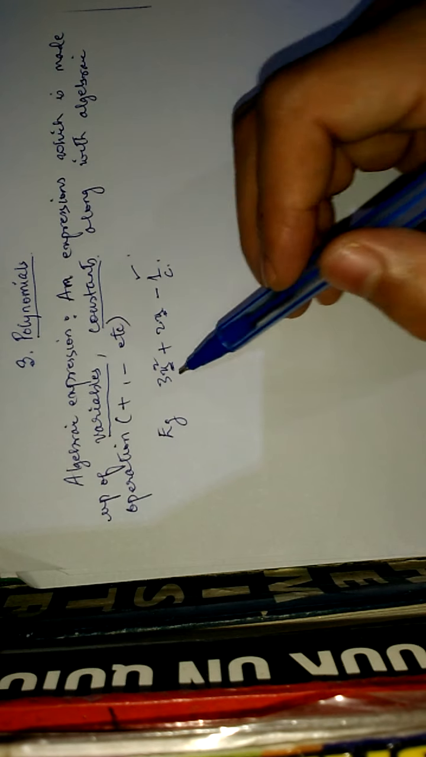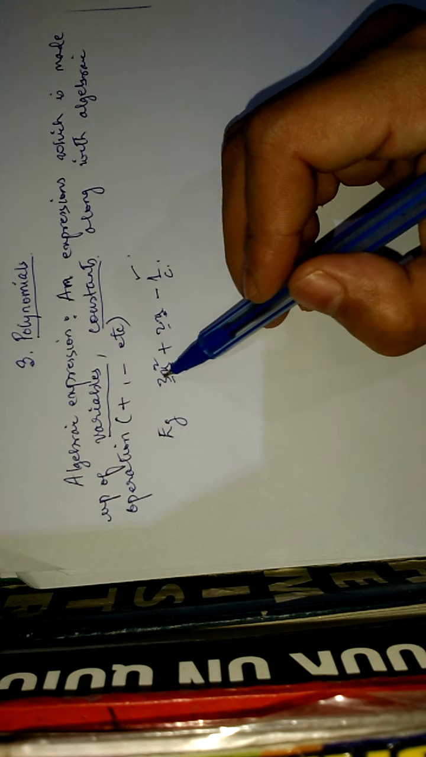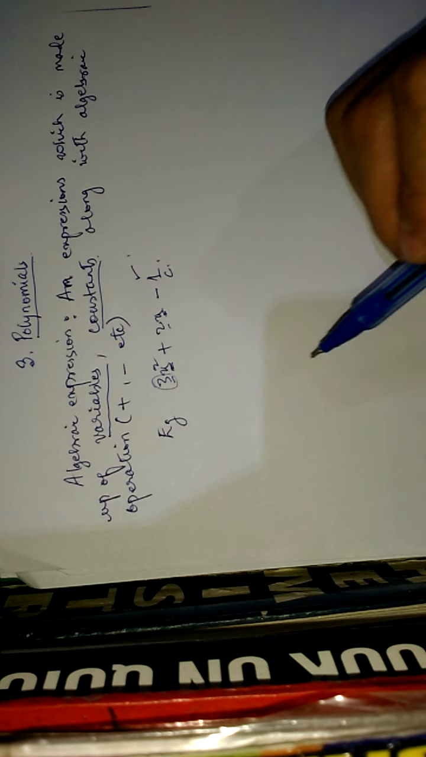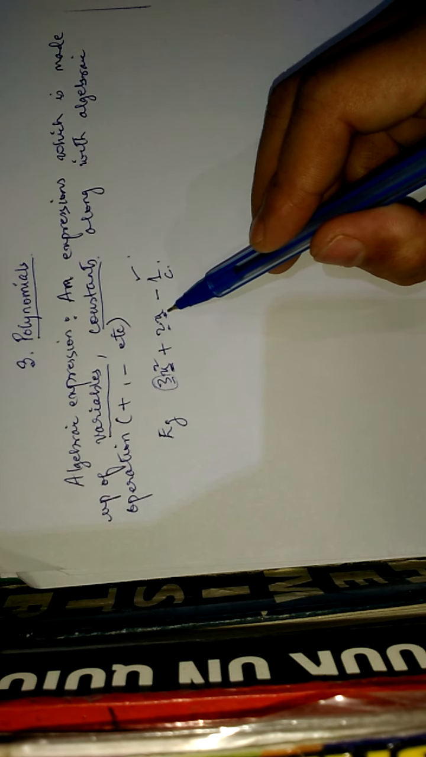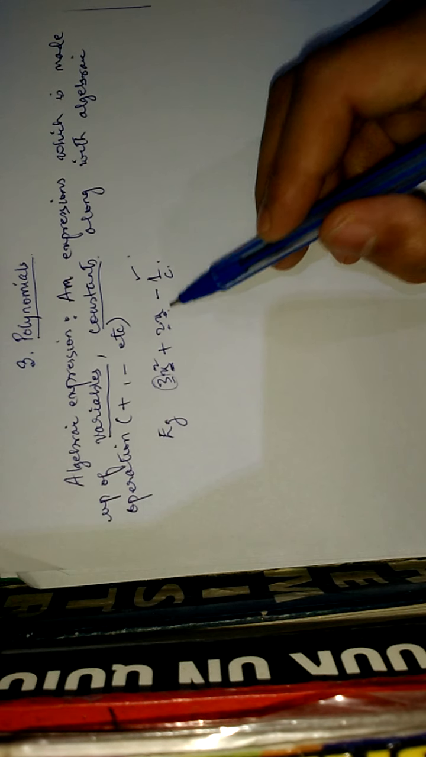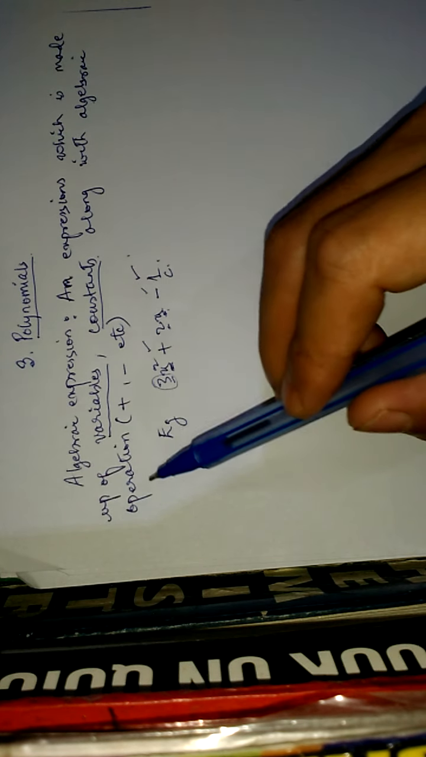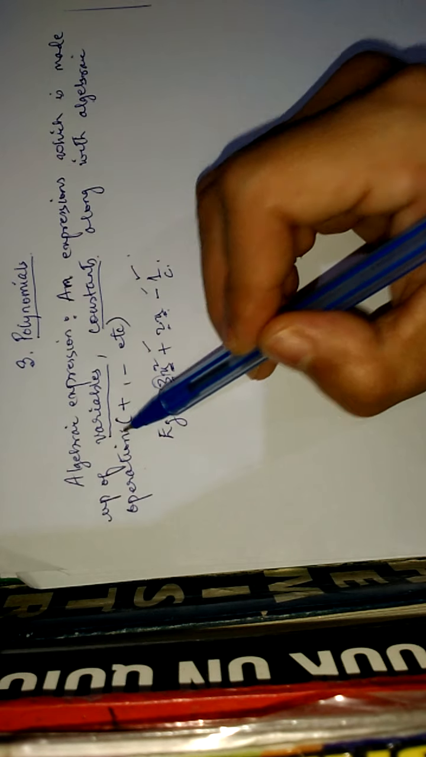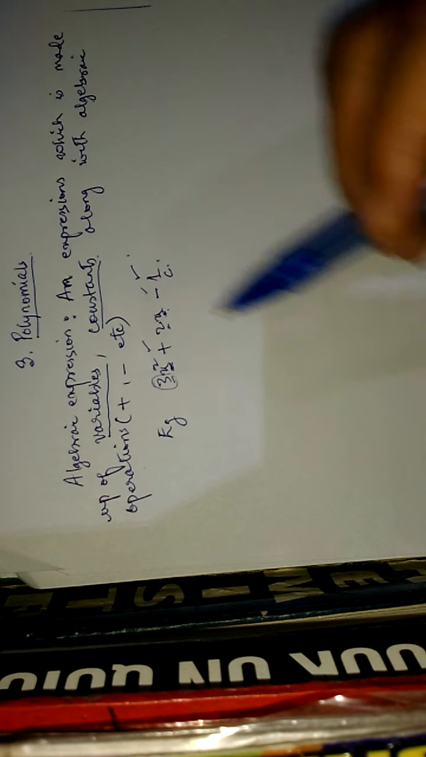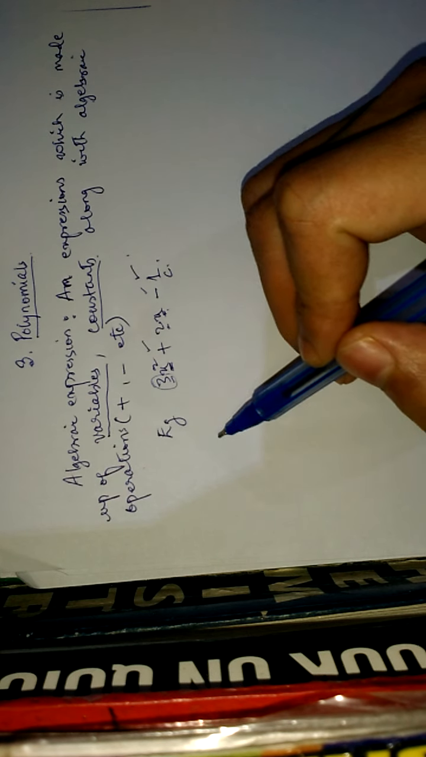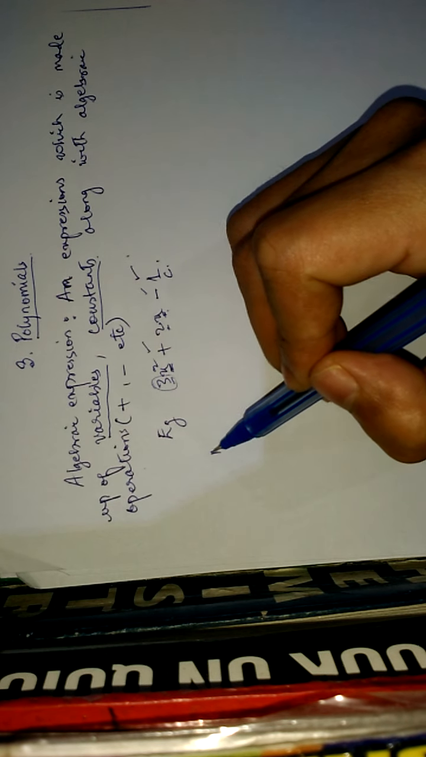And what about this 3 and 2? This 3 is the coefficient of x squared and this 2 is the coefficient of x. Then this plus and minus are algebraic operations. We call them algebraic operations. Then what about polynomials? Let's say monomial.